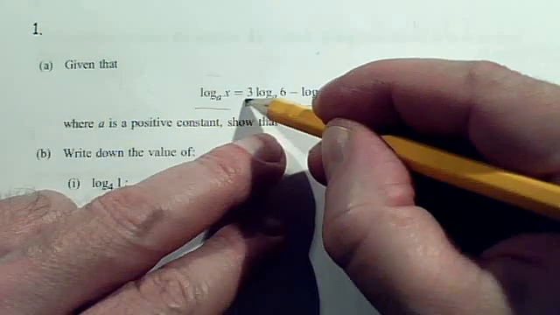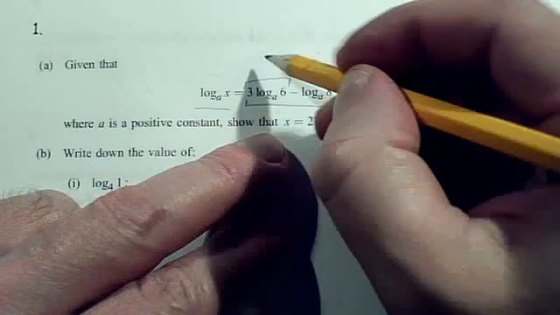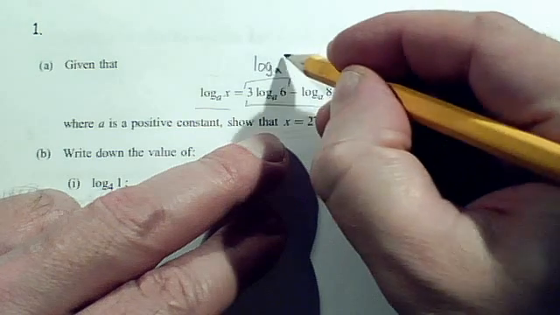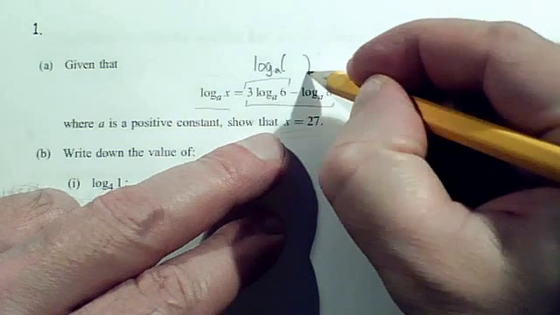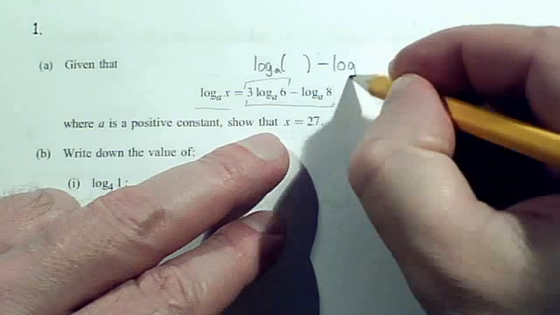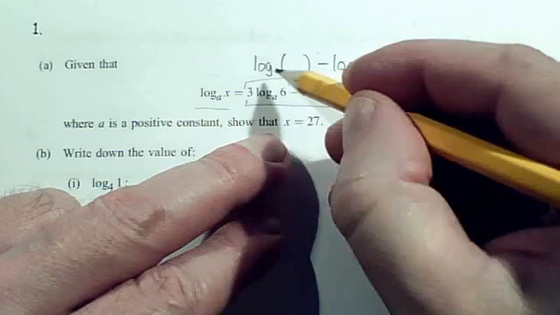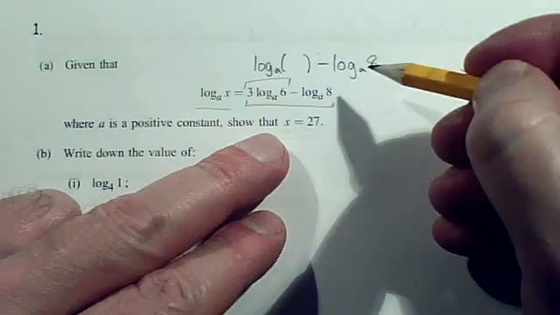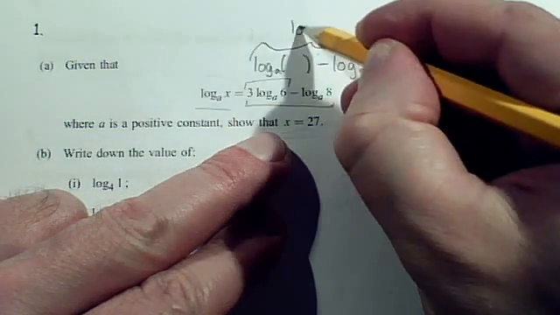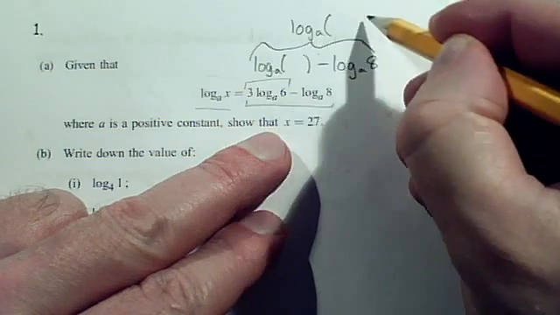You start with the first bit, 3 log to the base a of 6. You can use one of your laws of logs from your notes to write that as log to the base a of a particular number, and leave your minus log to the base a of 8 alone. And now we've got a log minus a log, and there's another law of logs that lets you compress that into a single log to the base a of something else.